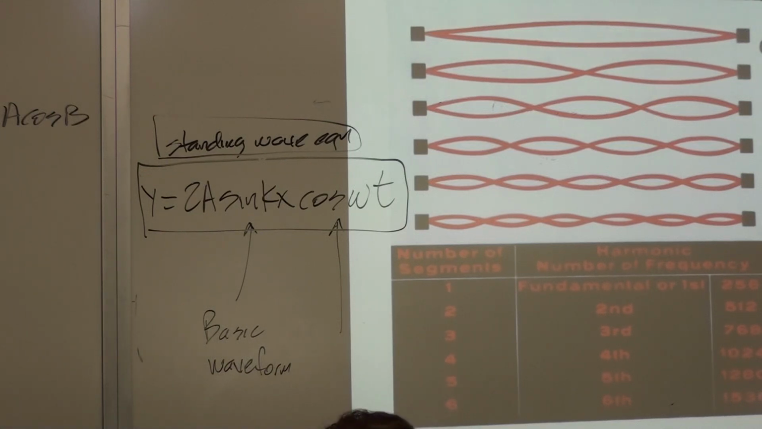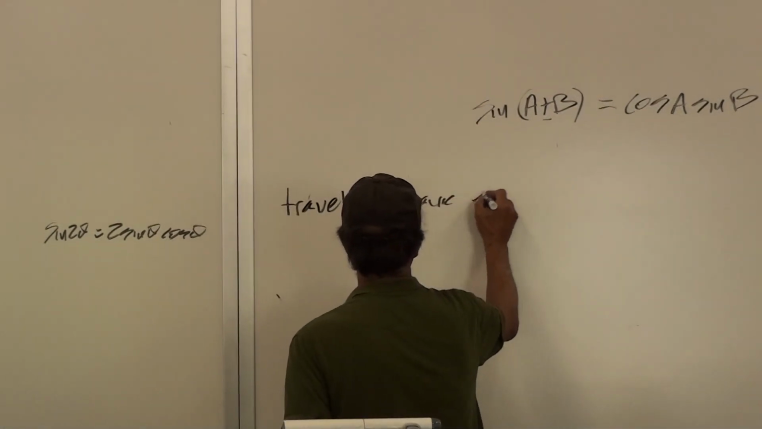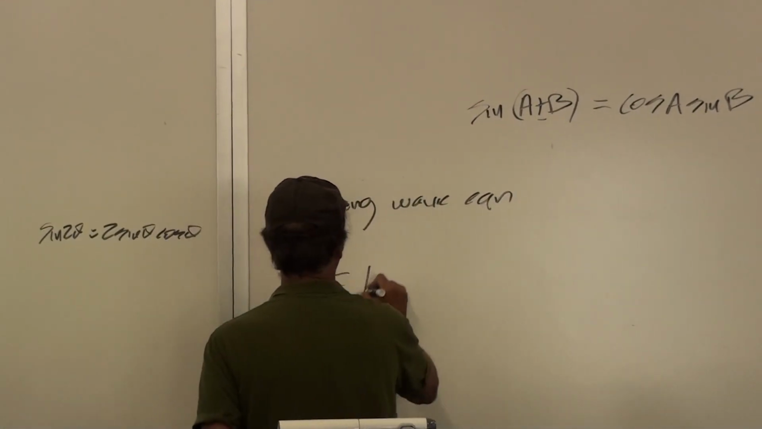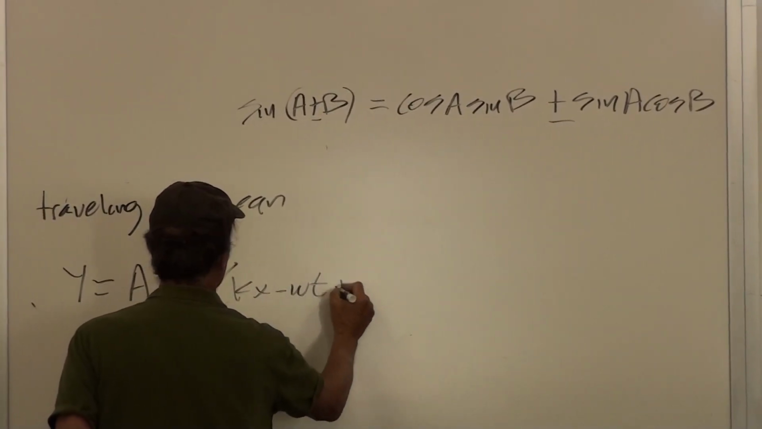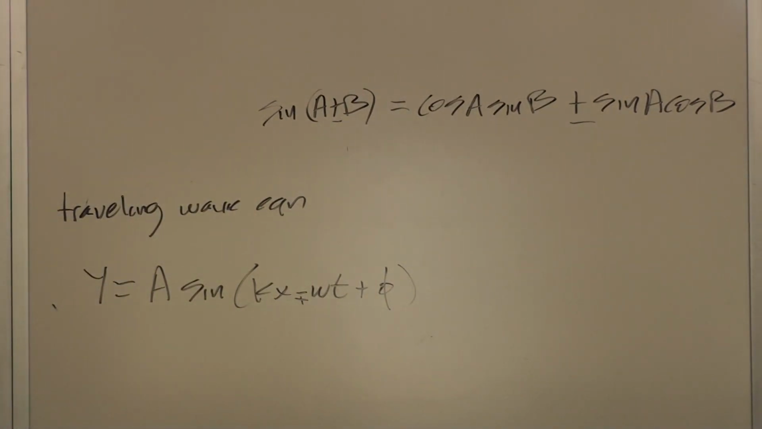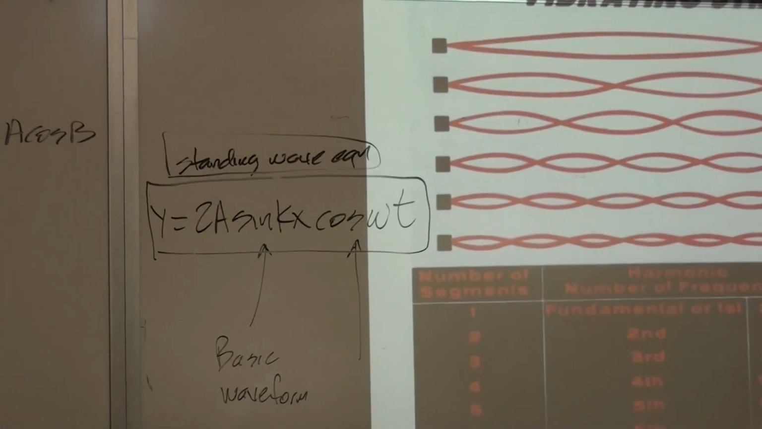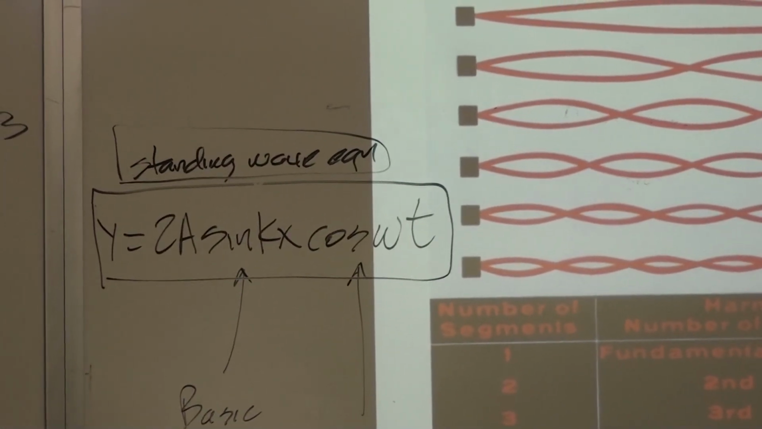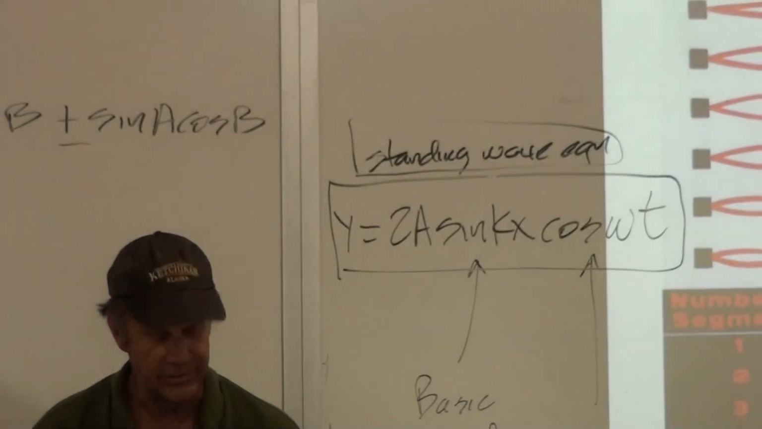But our traveling wave equation is y equals A times the sine of kx minus omega t plus phi. Or this could be a plus, depending on whether it's motion to the left or to the right. So we want to be absolutely clear as to when we use this and when we use that. Don't want there to be any confusion about that. You need to make sure that you're not just randomly grabbing equations and trying to make them work.